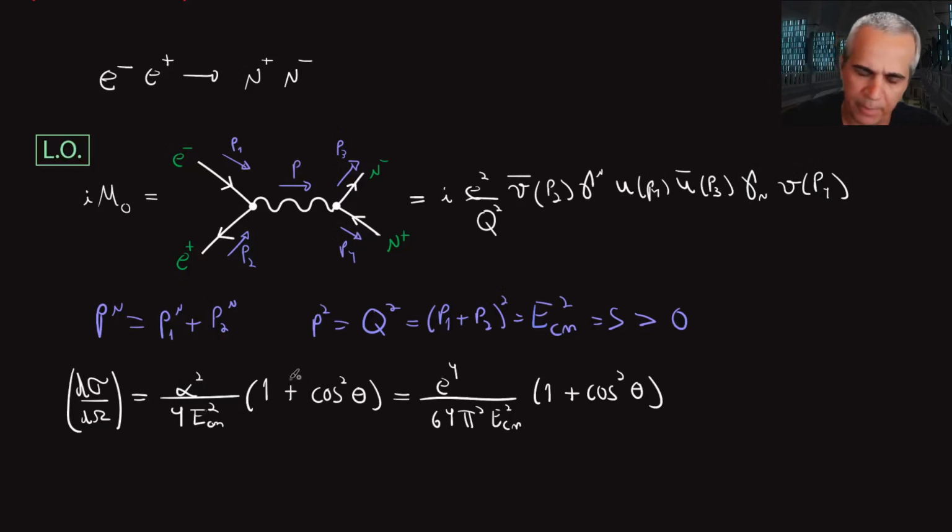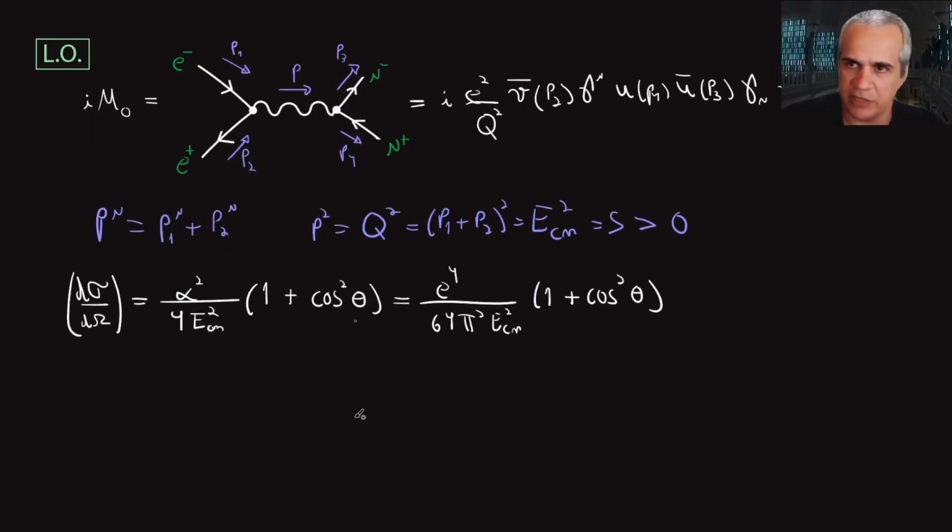I can also integrate over this angle theta to get a total cross section for the whole solid angle. That I'll call sigma 0, where 0 means the leading order contribution. I'll have corrections, which we are about to calculate. If I do the integral here, I'll just get 4 pi alpha squared over 3 times the center of mass energy squared.